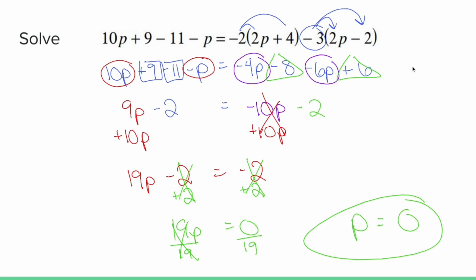The answer is 0, which is perfectly fine. You're allowed to have an answer of 0. So after all of that, we get nothing. So isn't that great? Hope this helps.